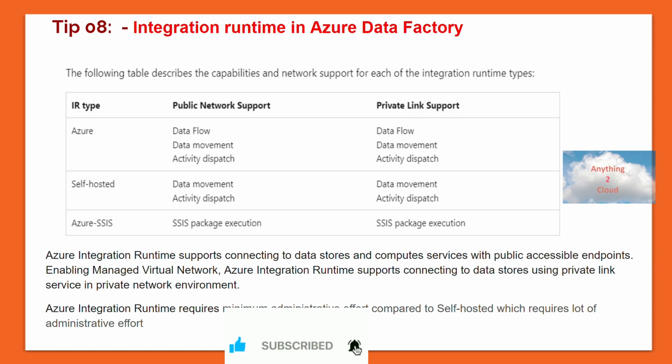Azure Integration Runtime supports connecting to data stores and compute services with publicly accessible endpoints, or by enabling the managed virtual network. Azure Integration Runtime can also support connecting to data stores using a private linked service in the private network. With Azure IR the administrative effort is comparatively very low compared to self-hosted, because self-hosted is mainly for on-prem applications. So that's an advantage of using Azure IR compared to self-hosted. With self-hosted, the administrative effort is very high compared to Azure IR.